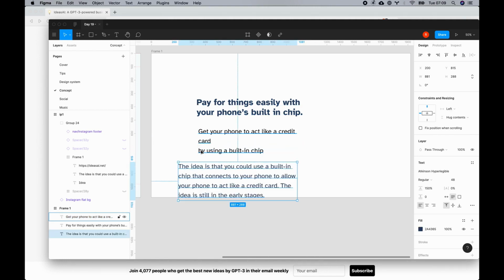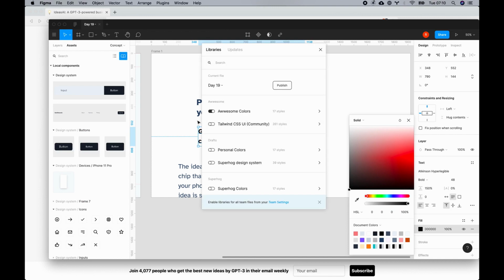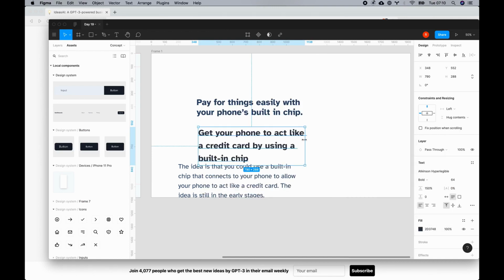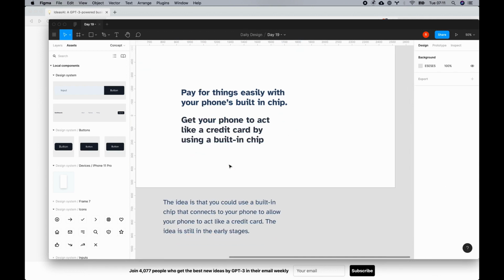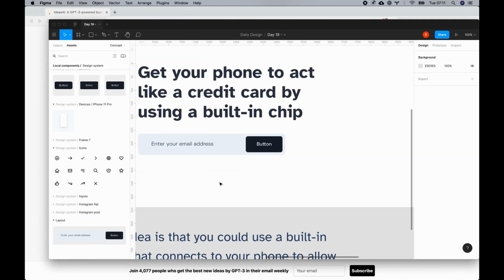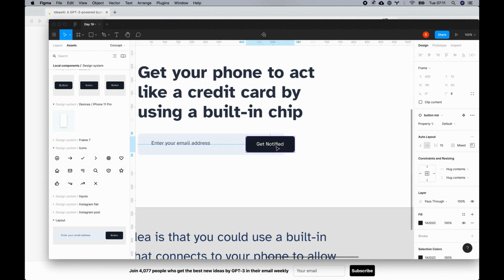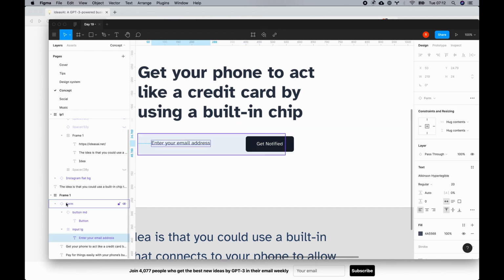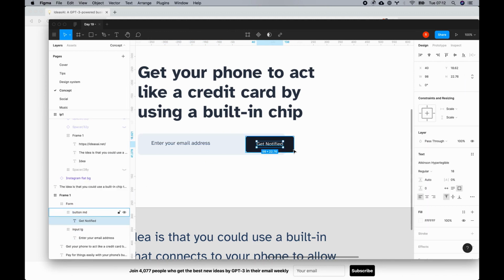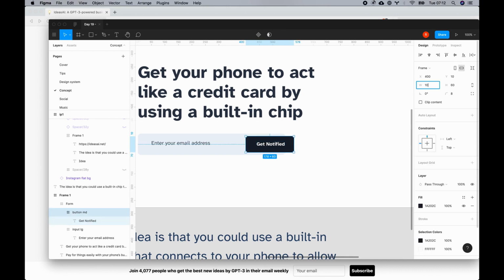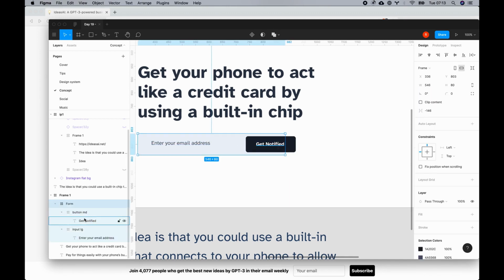So this sounds, again, quite interesting, but I tried to stay along the brief. So get your phone to act like a credit card by using a built-in chip. So I thought that's quite a good idea. I'm surprised that this idea doesn't exist. I'm pretty sure it does. So this is not out yet, and so that's why I think that the sign up should just be asking for your email address to get notified when it comes out.